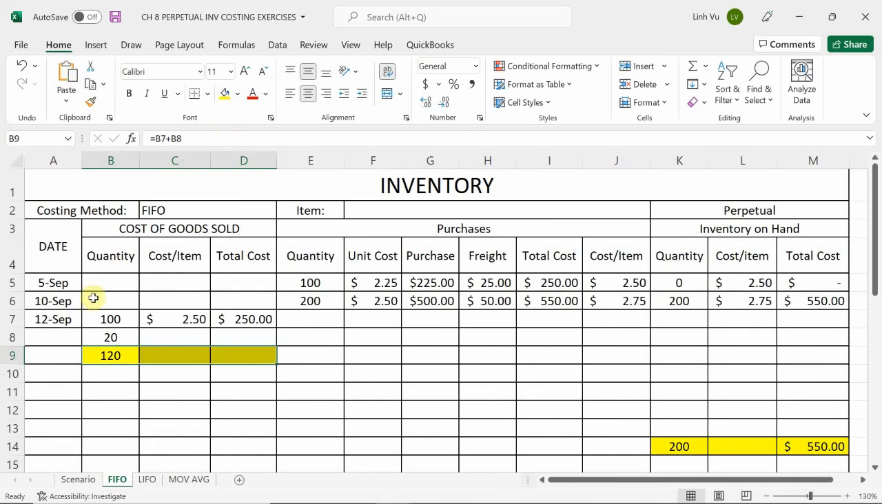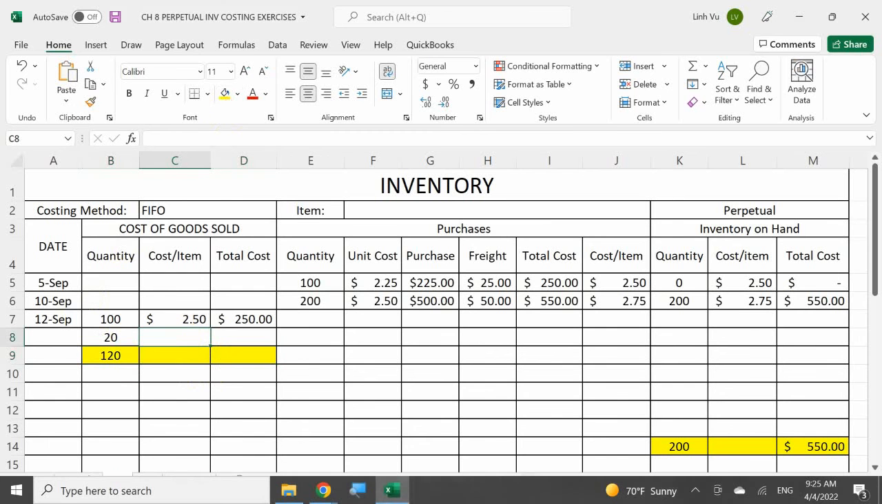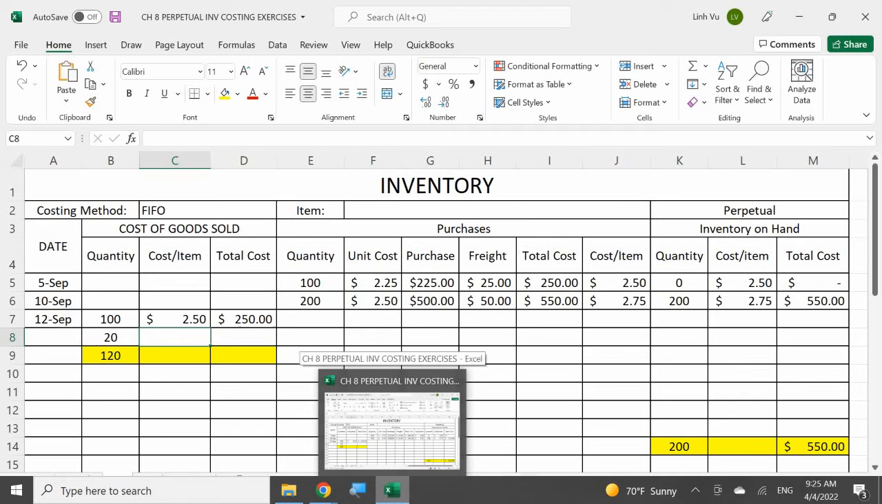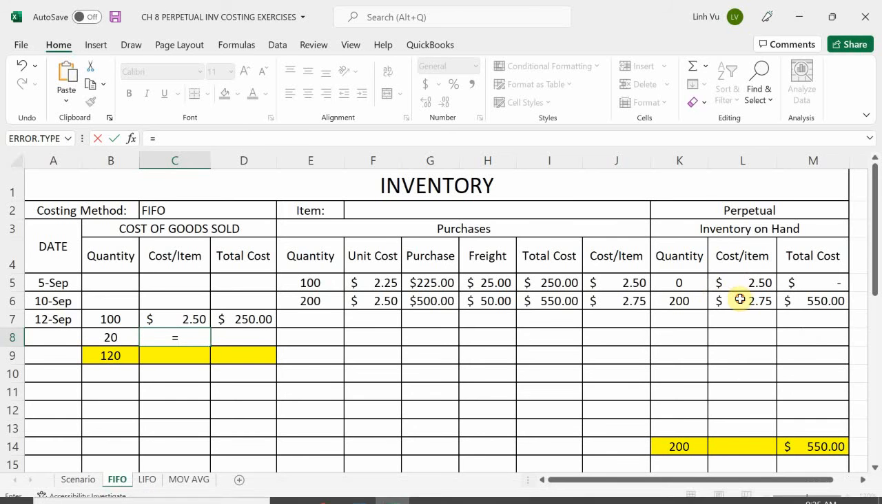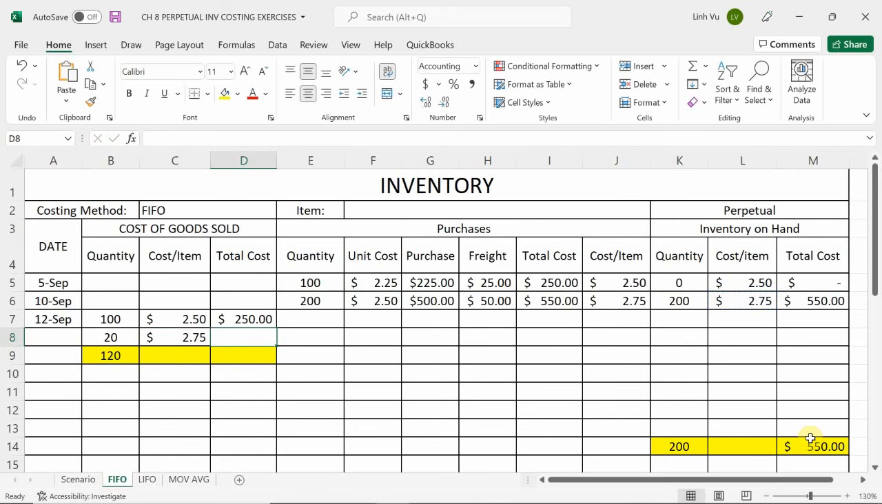So right here is a calculation. Now at this point, I need to sell 20 more units. At what cost? 275. At 275, because that's my only batch of inventory left. It's going to cost me from this batch per item $2.75 each. So in this case, what is my total cost of goods sold here for selling 20 units at $2.75 each?